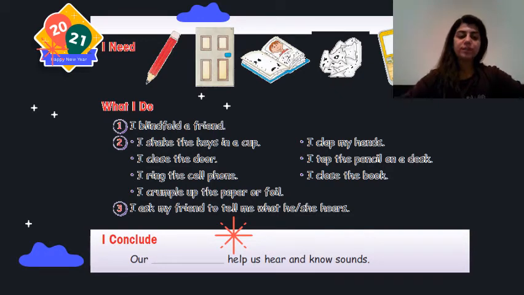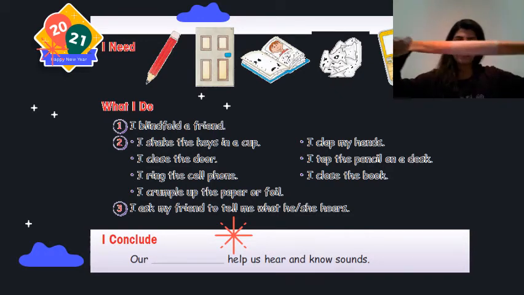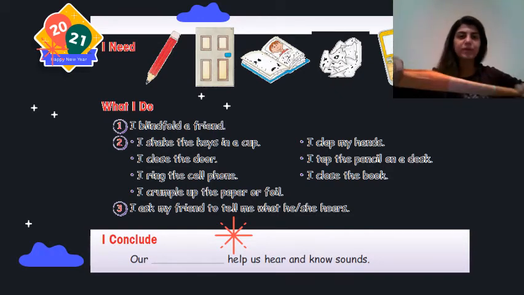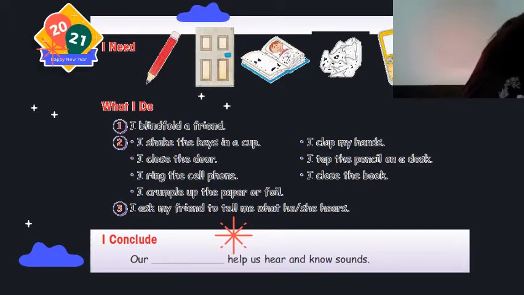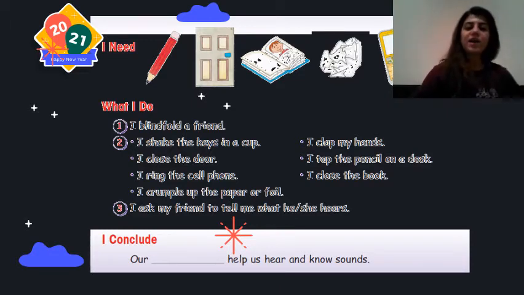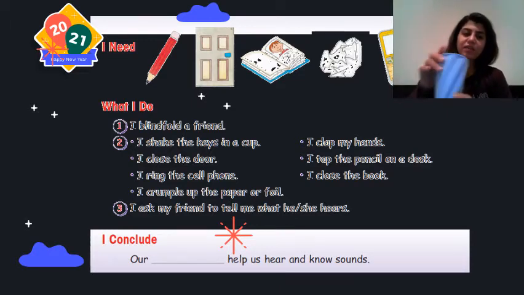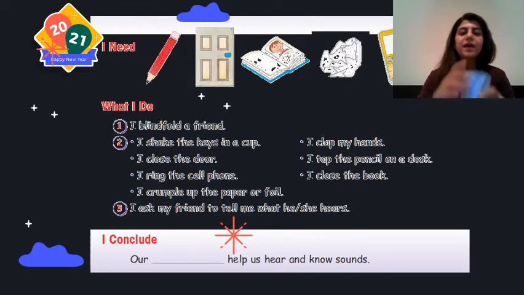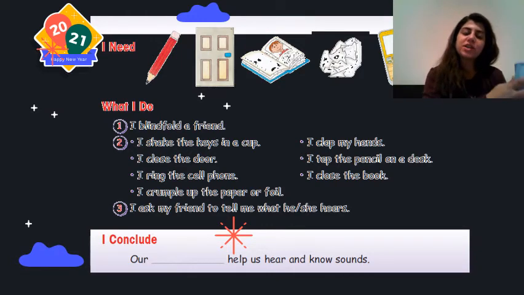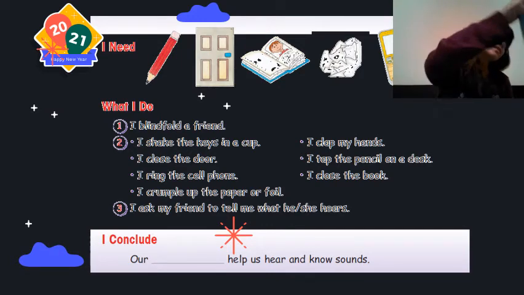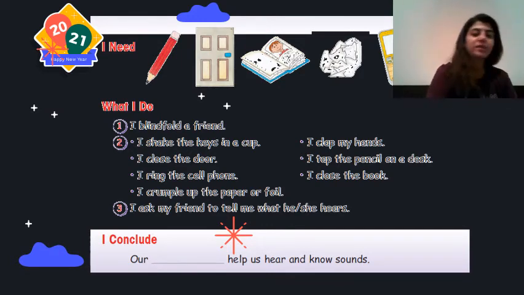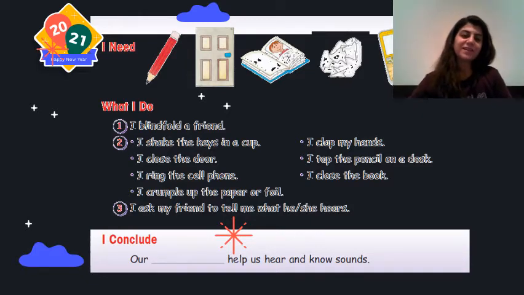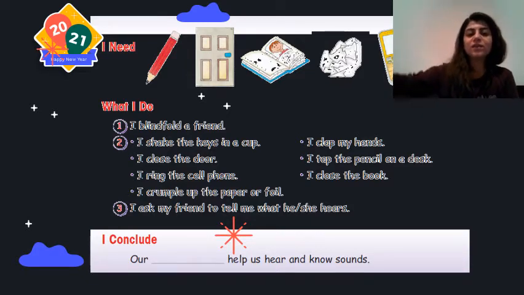First, I should blindfold a friend this way. I'm gonna do it, okay? Now, I shake the keys in a cup and I ask my friend to tell me what she hears, okay? What can you hear? Keys. Now I will close the door.